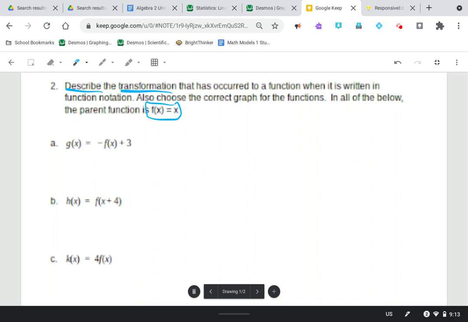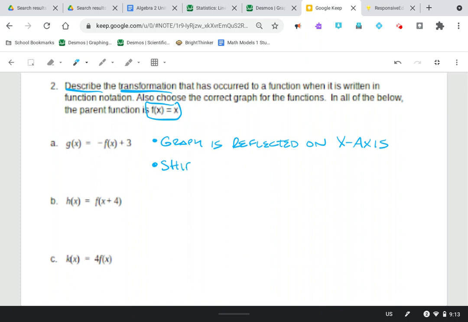So the negative tells me first that the graph is reflected on the x-axis. And then the plus 3 tells me that we're going to shift up 3 units. So that's what this tells me. Let's just make that clear. That tells me that, and that tells me that.